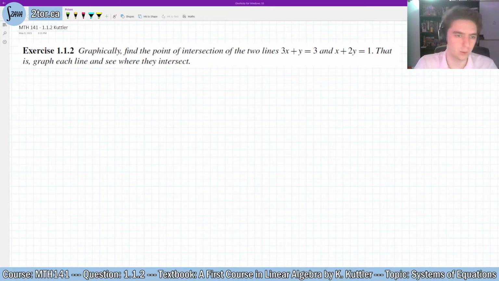Okay, so question 1.1.2: graphically, find the point of intersection of the two lines 3x plus y equals 3 and x plus 2y equals 1. That is, graph each line and see where they intersect.